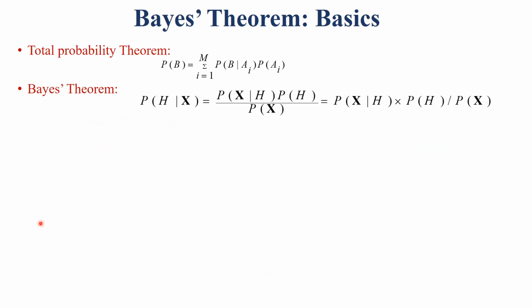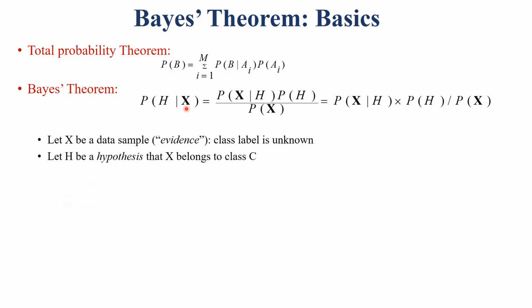Let us see some of the basics of Bayes' theorem. The total probability theorem: probability of B is equal to the summation of i ranging from 1 to m, probability of B given Ai into the probability of Ai. Bayes' theorem: probability of H given X is equal to probability of X given H into probability of H, divided by probability of X. Here, X represents the data sample, whose class label is unknown; it's the evidence. And H represents the hypothesis that X belongs to some class C.